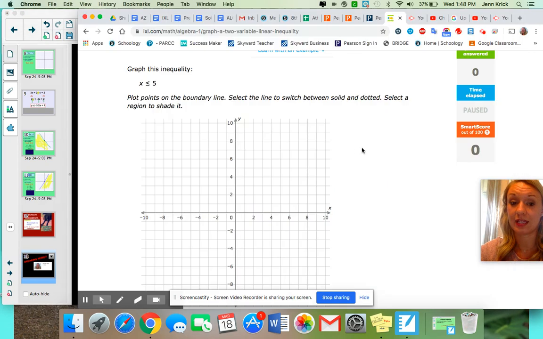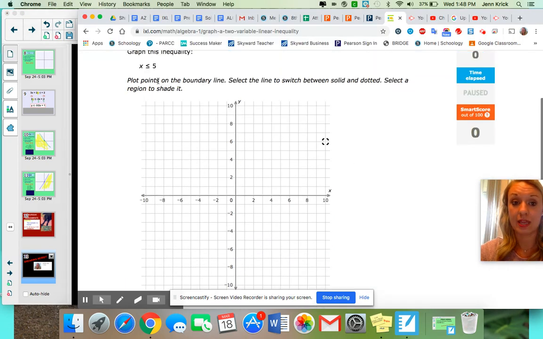Okay, so here's what your IXL looks like. If you were asked to graph the inequality x is less than or equal to 5, notice that my cursor has like a little circle here. I'm going to find where x is 5, which is right here. That's going to be a vertical line, okay, because you don't see a y. So that's what I have.